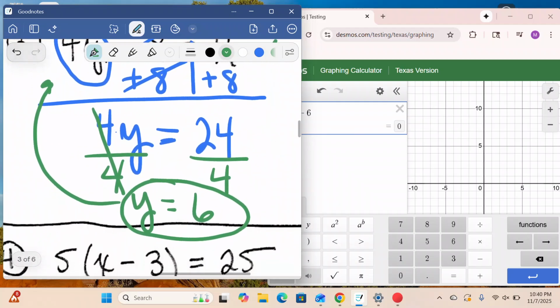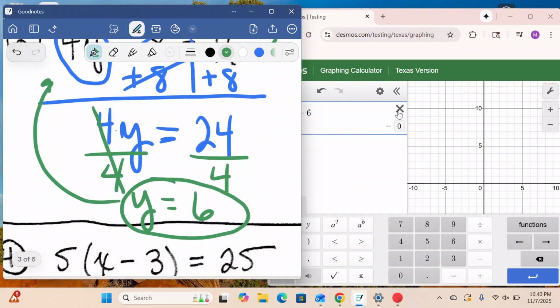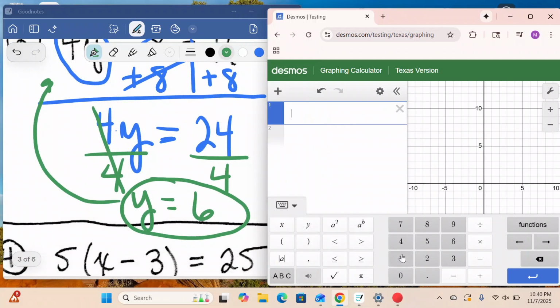Now, if you don't believe me what 24 divided by 4 is, all you have to do is go into the decimals and put 24 divided by 4, and it gives me 6, which is the answer. So that is a simple way to check your answer.